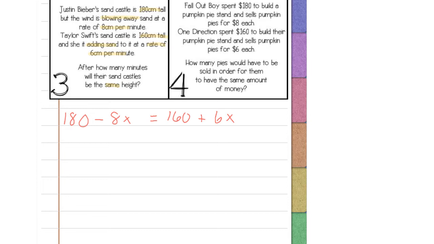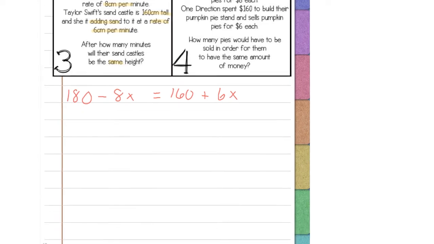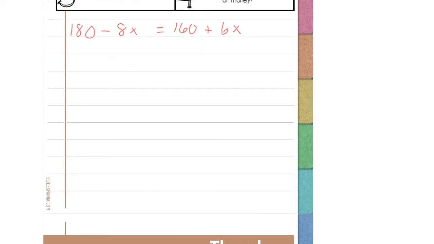All right, so now that we have our equation set up, we can go ahead and start solving for x, right? So that means that all of my x's are going to go on one side and all of my numbers will be on the other side. So I'm going to start with 6x.